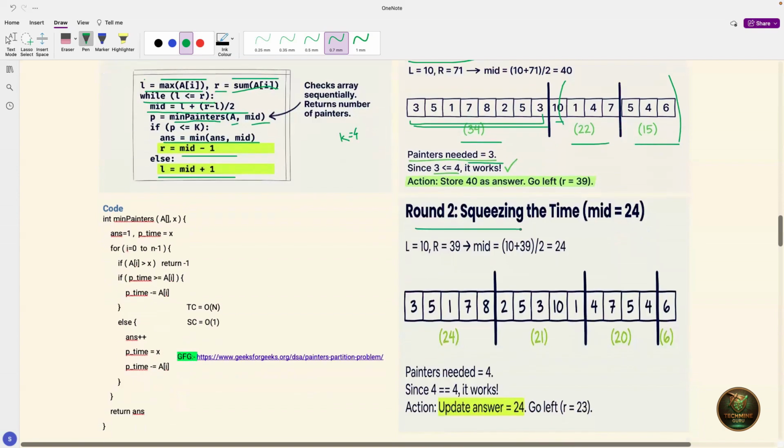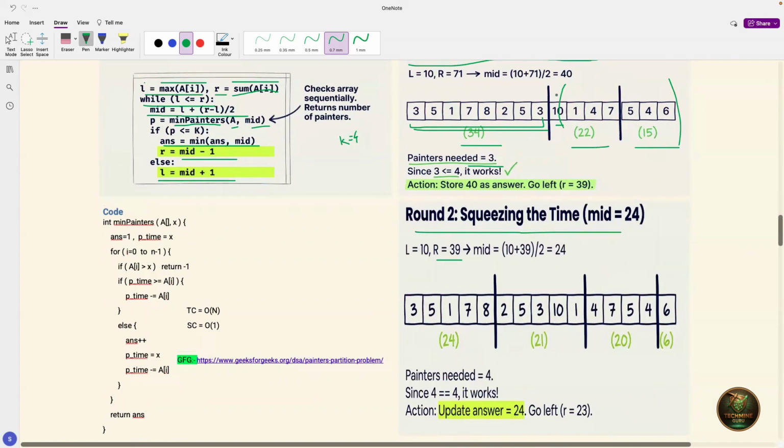So in round 2, we will squeeze it. So for squeezing the time, we will make r = mid - 1. Now our r will be 39, since our previous mid was 40 and L is 10. So now what will be our current mid? 10 plus 39 by 2, which is 24. So if you again start moving in the array, you will see 3 plus 5 plus 1 plus 7 plus 8. So this will be 24 units of time, which is used by the first painter.